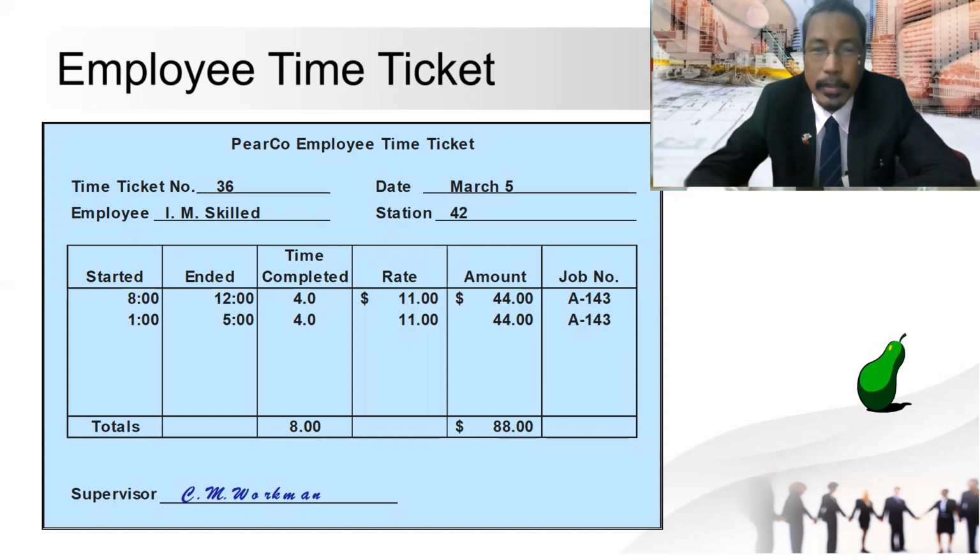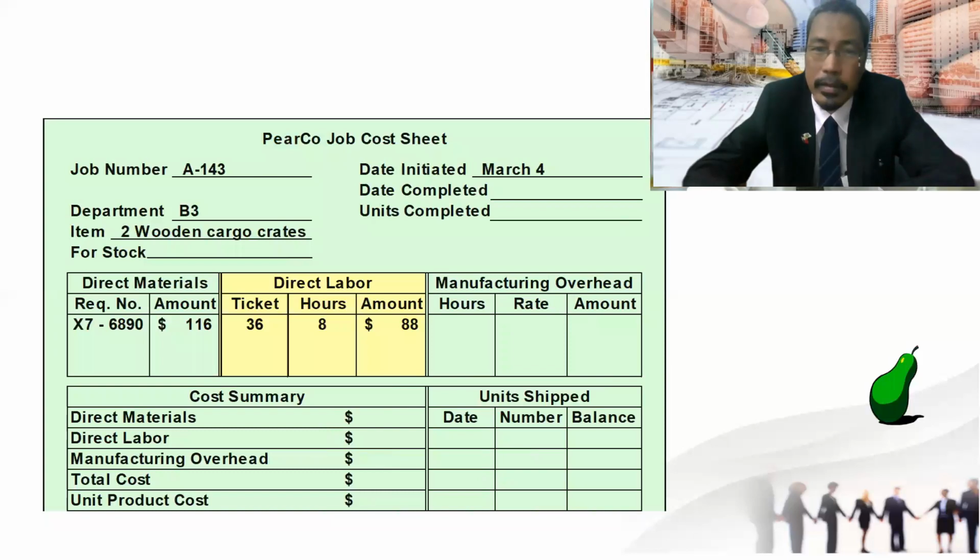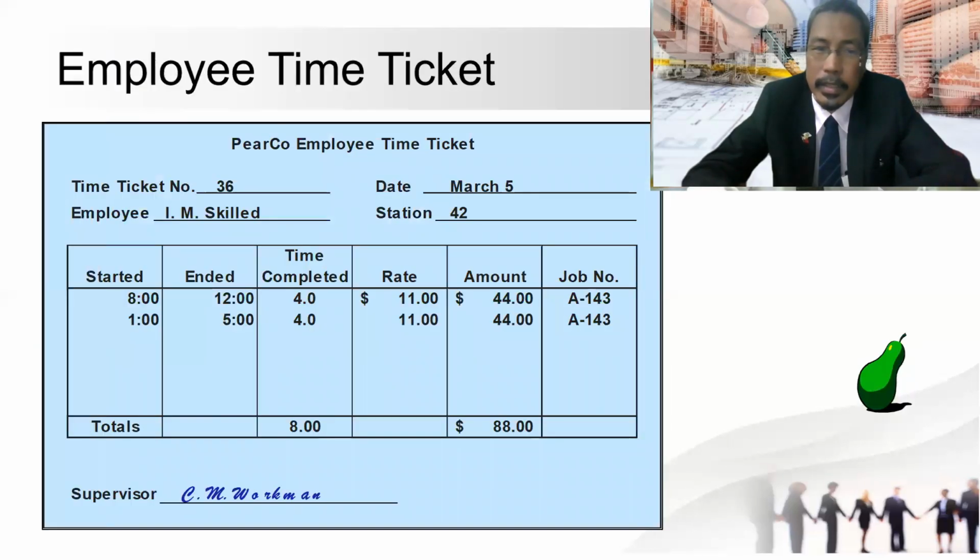Then signed by the supervisor, then let us put it on the job cost sheet. So direct labor: the yellow portion, that is $88 for 8 hours. What ticket? Ticket number 36. Take a look, time ticket number 36. That is the task. So that is the employee time ticket.